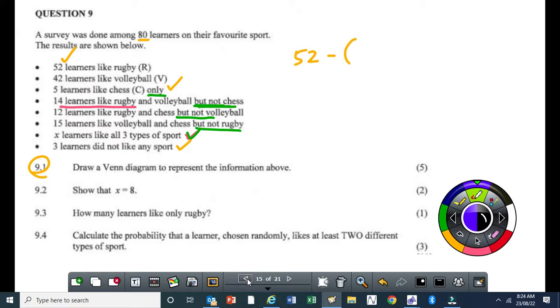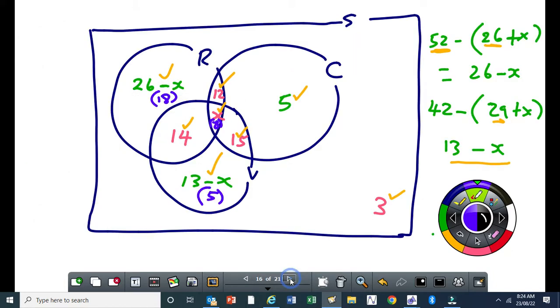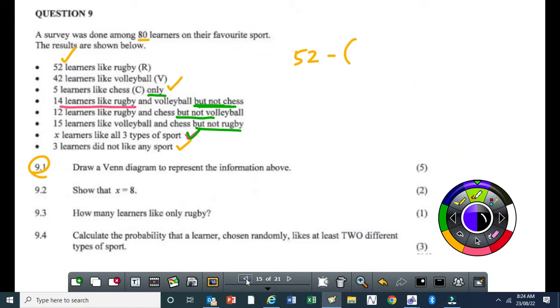The first question says, how many learners like only rugby? Well, I can write the answer straight away here. Those who like rugby only is going to be 18. So the answer here will be 18. Now, check this. If I use the correct notation for this, it will be NR. Okay? NR will be equal to 18. That's the correct probability notation.